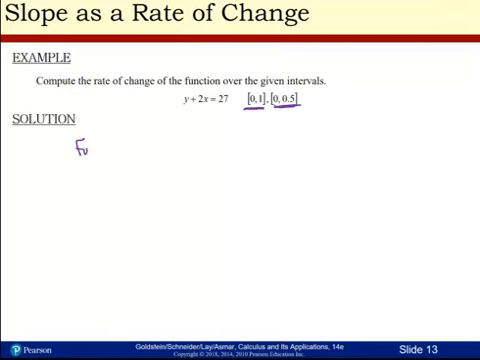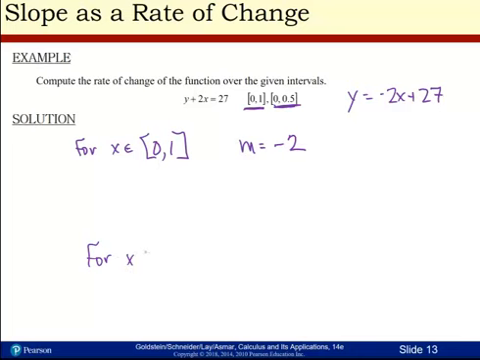So for x an element of this interval here, I know that the slope is, well, let me rewrite that, y equals -2x plus 27. The slope is -2. And since we have a line and I know the slope doesn't change for x in this interval, an element of 0 to 0.5, the slope is also -2.